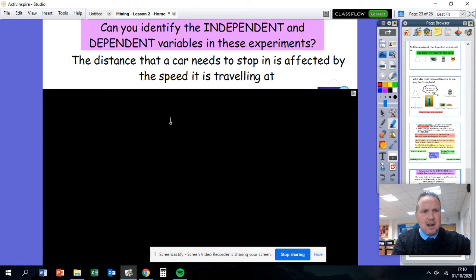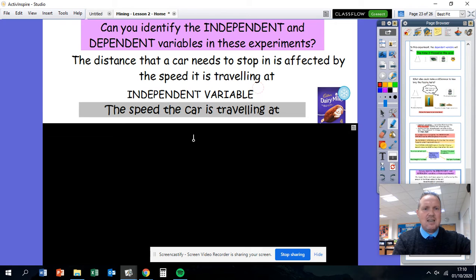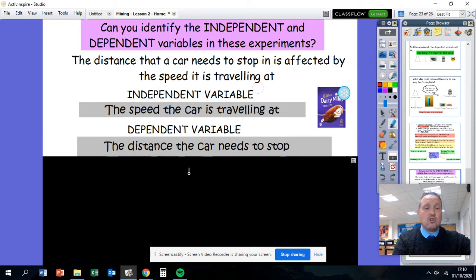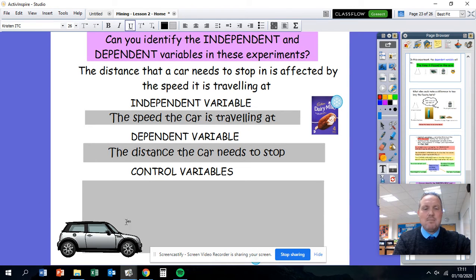So have a think of another example. If I was doing an experiment to see if the distance that a car needs to stop is affected by the speed it's traveling at, I would do an experiment where I change the speed the car is traveling at. That would be my independent variable. I would measure the distance the car needs to stop. That would be my dependent variable. But I need to think of some things that I need to keep the same. What else might make a difference to the distance that a car needs to stop?